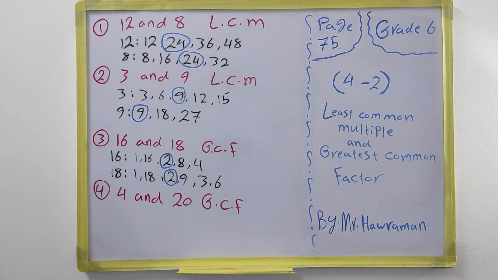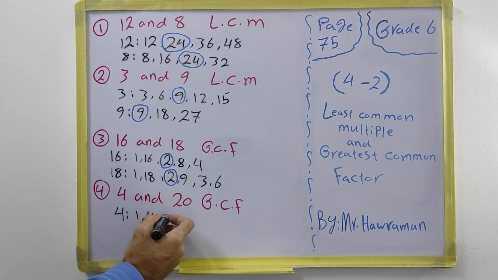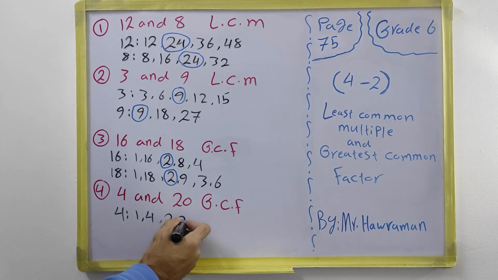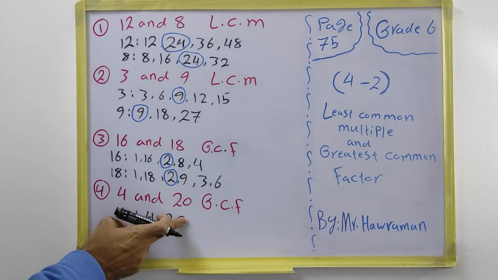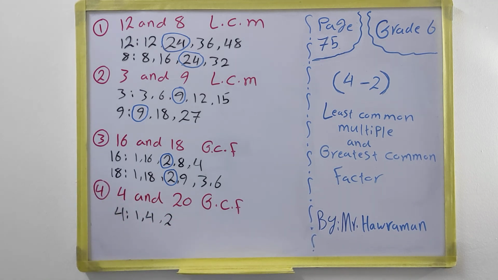For the other one, the greatest common factor between 4 and 20. Let's find the factors. For 4, always 1 multiplied by the number: 1 and 4. What else? 2 multiplied by what equals 4? 2 multiplied by 2. Because they are the same number repeated, we don't need to write it twice, so it is just 2. 3 multiplied by anything equals 4? No, we don't have it. So the factors of 4 are that much.